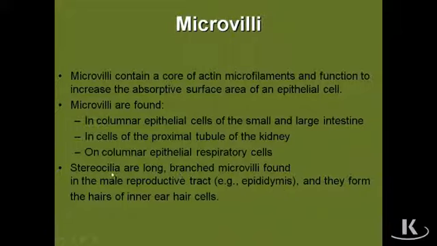Unbranched stereocilia are characteristic typically of the inner ear hair cells in the vestibular and cochlear labyrinth. So stereocilia basically are simply tall microvilli. They certainly have an absorptive function, we think, in the epididymis, but they form the hairs of hair cells that are sensitive to fluid displacement. And when the stereocilia bend, they obviously exact changes in the underlying membrane potential of those hair cells.